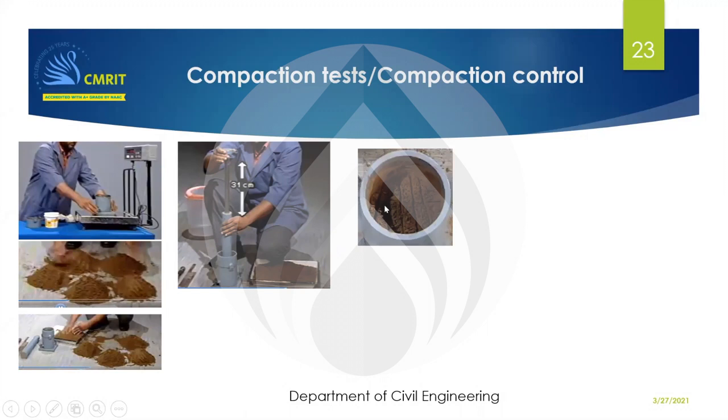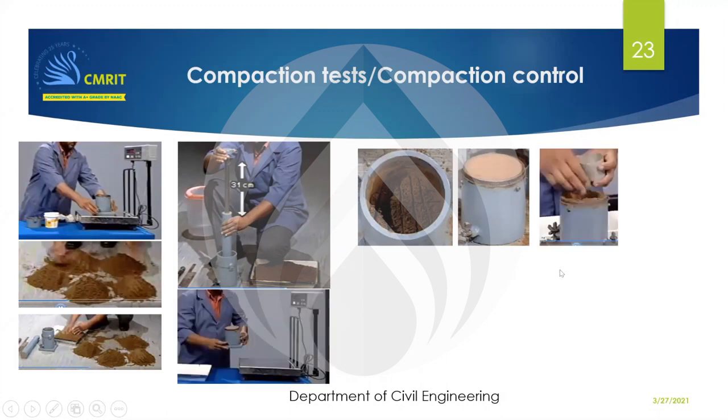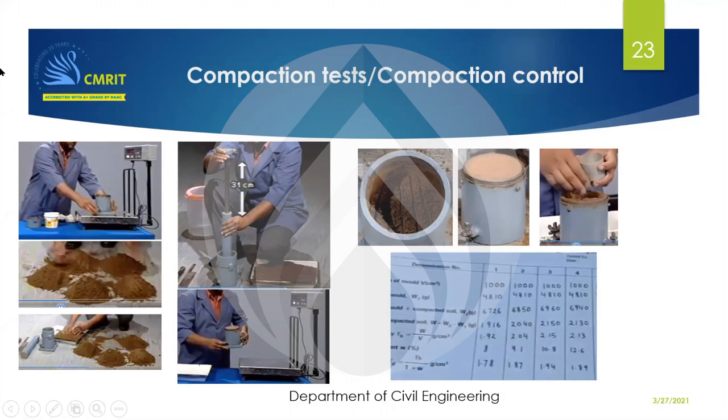And we generally fill it in layers. So after each layer, we give some scratches using the spatula so as to have a proper continuity. Then we fill the mold like this. We take its mass and we try to determine its water content. So by using these things, we will be able to determine the graph.